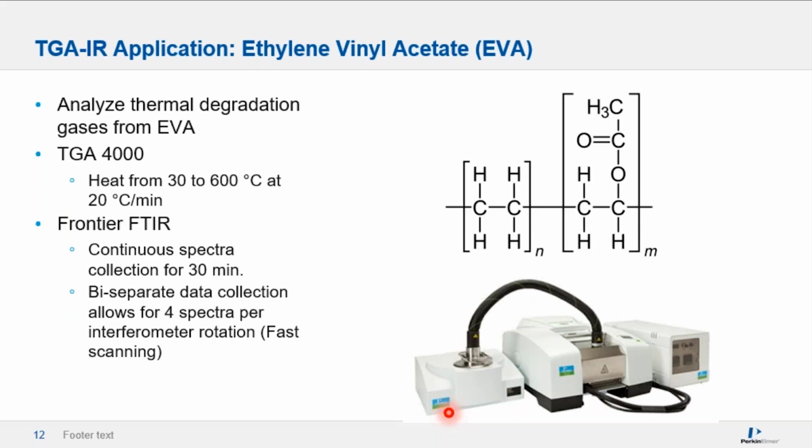So the interferometer starts at a center position, rotates right, rotates back to center, rotates left, and rotates back to center. So this is 4 motions. Typical data collection, we would take these 4 motions and use that to collect 1 spectra. But with this bi-separate data collection, we can actually get 4 spectra for 1 revolution or 1 rotation of the interferometer. So this allows us to scan more quickly.